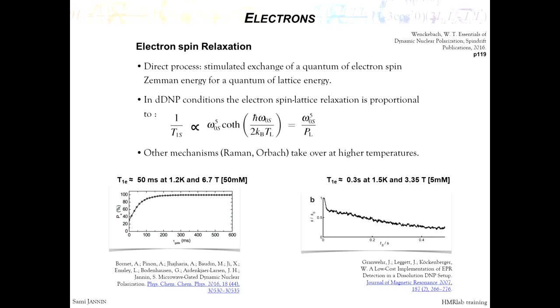But the main message here is, keep in mind these values. We are below a second, tens of milliseconds, hundreds of milliseconds in our conditions. That's the time it takes for the electron to relax. It's pretty long compared to room temperature, where the T1s of the electrons are microseconds or less. Even at MAS DNP conditions, the T1 of the electron is more like 100 microseconds at 100 Kelvin. So it's very, very long.